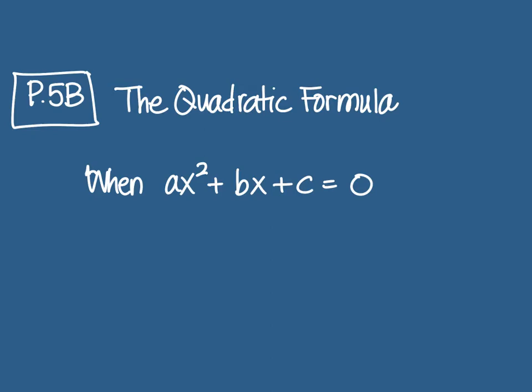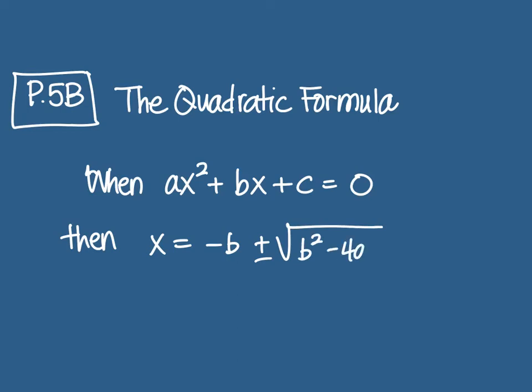So you can Google what is the cubic formula, and what is the quartic formula, and what is the quintic formula, and they get progressively more complex. We're just going to do quadratic. So when that is true, then x equals negative b plus or minus the square root of b squared minus 4ac all over 2a.